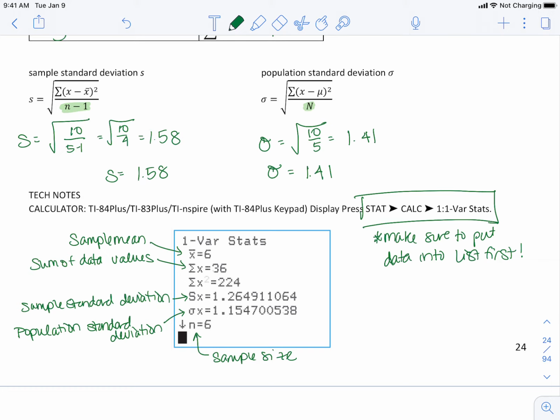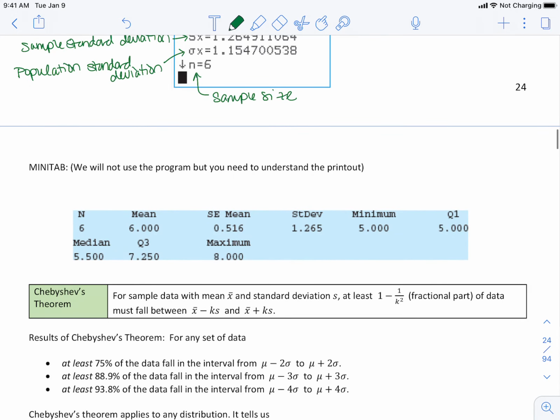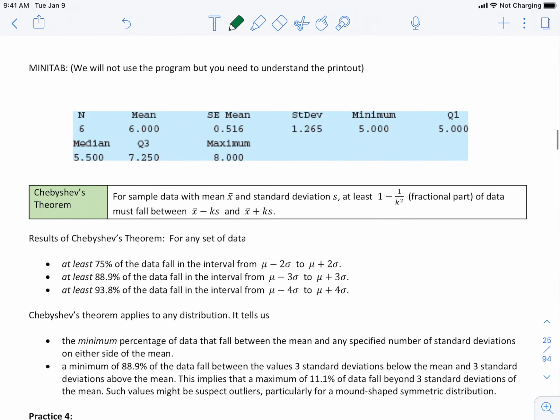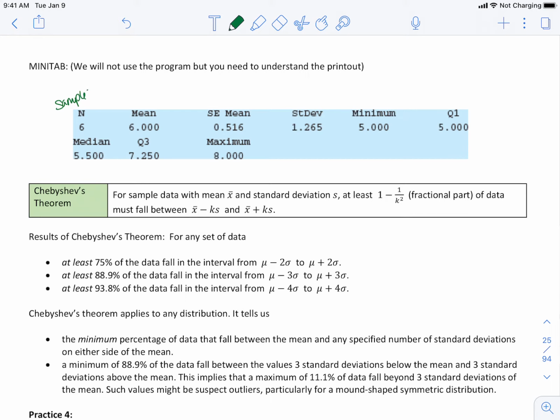You also might see a printout from Minitab, which is a computer program. We're not going to use the program, but you need to understand the printout. There are some problems involving this in the textbook. So here, N represents the sample size. Mean here is your X bar, which is your sample mean. You can see there's median on here. And here, STDEV, this is our S, or our standard deviation. Later on in the semester, we'll go over what some of the other things mean, but for right now, we just need these.